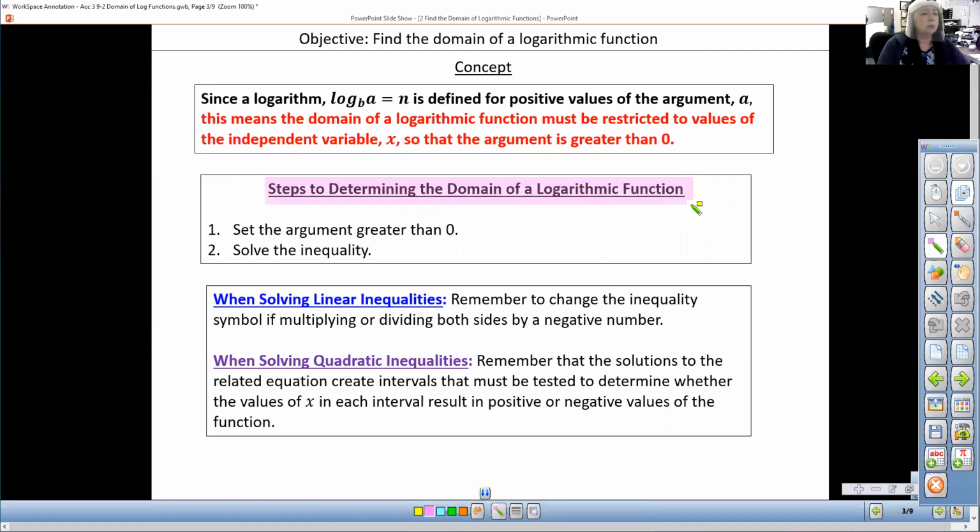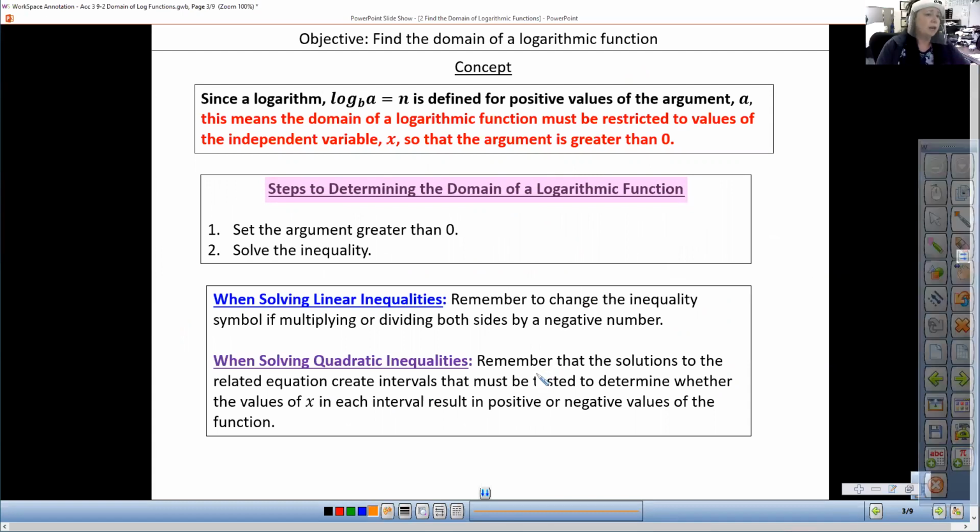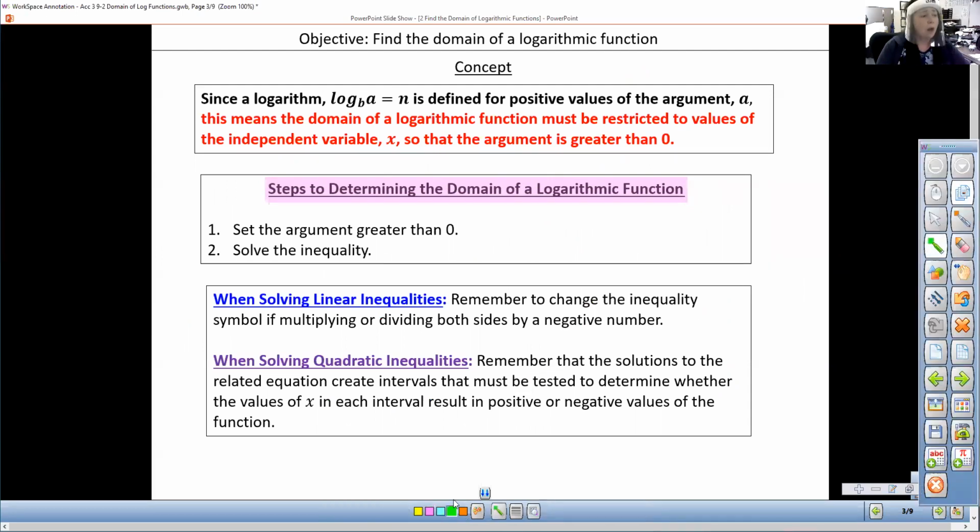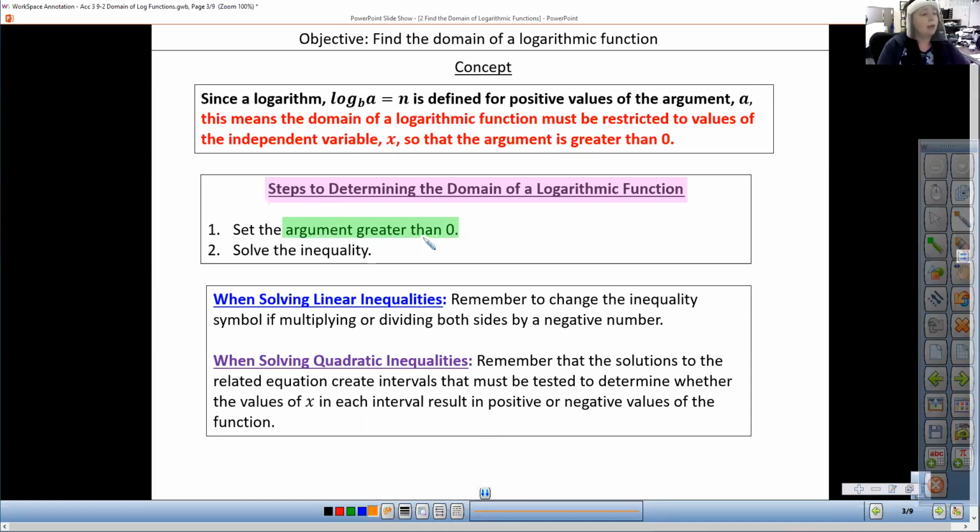So when we are going to find the domain of a logarithmic function using our algebra skills, our independent variable, such as x, is going to be part of the argument. Therefore, we will set up an inequality that sets the argument greater than 0, which is representing positive numbers. So that creates an inequality, and then we will solve that inequality.